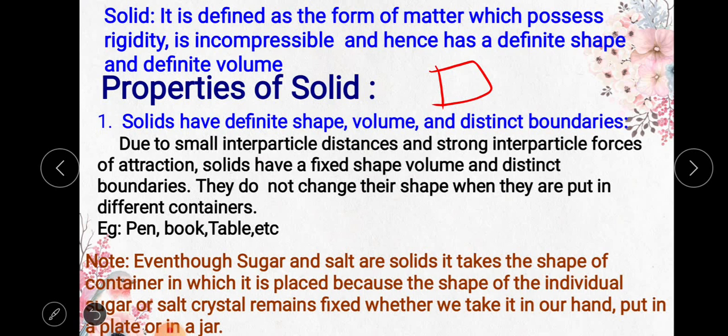But here one problem arises. Sugar and salt take the shape of the container. We know that any substance which takes the shape of its container, we will not call a solid. But can you call sugar a solid or not? Sugar or salt? Yes. Even though the sugar and salt particles take the shape of the container in which they are placed, they are also solids because the shape of individual sugar or salt crystals remains fixed whether we take it in our hand, put it in a plate, or in a jar.